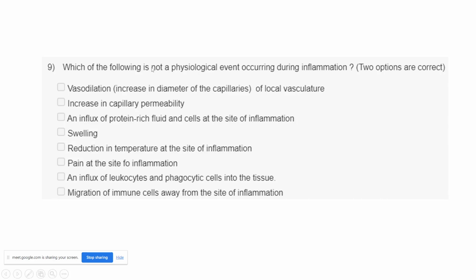So here it is asking for not a physiological event during inflammation. So reduction in temperature at the site of inflammation, this is not correct. Rather, there is an increase in temperature at the site of inflammation. Also migration of immune cells away from the site of inflammation. Rather, it attracts more and more immune cells to the site of inflammation. So these two options will be the correct answer: reduction in temperature at the site of inflammation and migration of immune cells away from the site of inflammation.